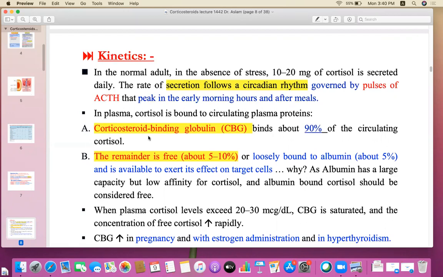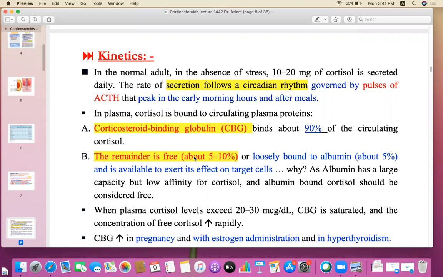Generally, in kinetics, two important points: corticosteroid binding globulin, and the remainder is free. You know that in pharmacology there are two kinds of drug: the drug which binds to the plasma protein and the drug which is free. So pharmacologically, which drug is active? The free drug is active. The bound drug is inactive and is not responsible for the pharmacological effect.